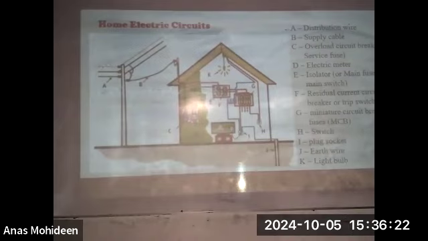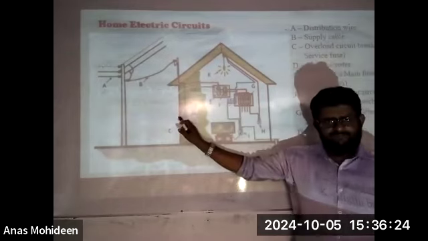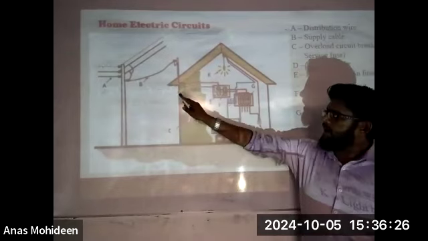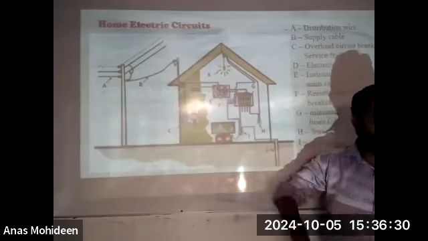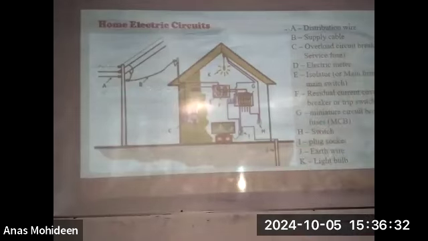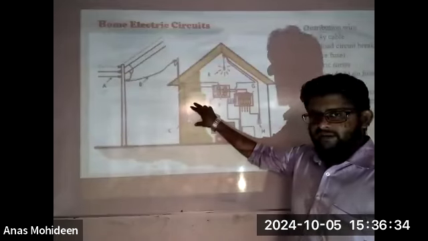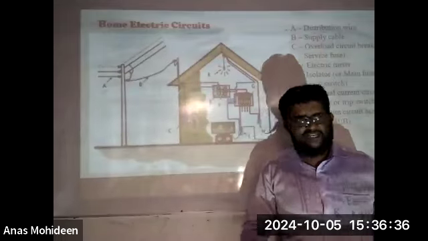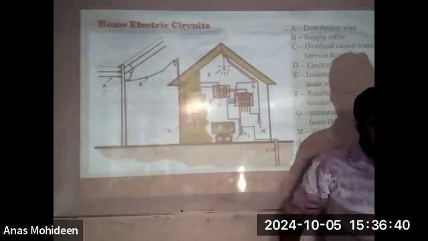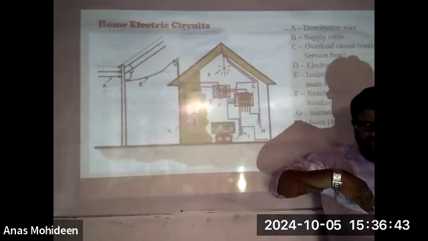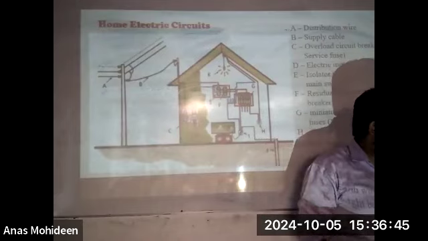Now you see, we do have the overload circuit breaker here. One by one we will take them later. After the overload circuit breaker, that is C, next is the electric meter. Those two are commonly fixed outside the home. It is not inside the home, but maybe within your veranda, outside the consumer level.